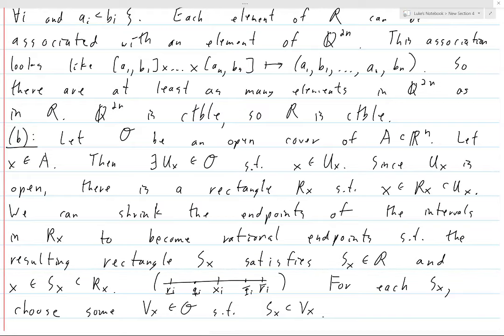And why is that possible? Well, that's possible because we have one already. You could just choose Ux if you wanted to, because Ux is an example of such a set. Because Ux contains X, and it also contains Sx, and Sx is contained in Rx, and Rx is contained in Ux.